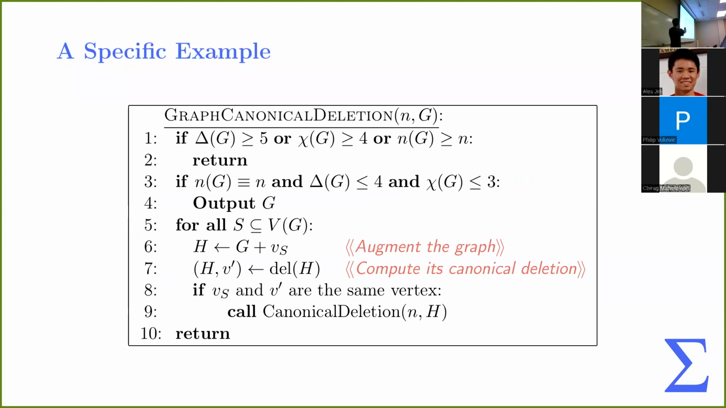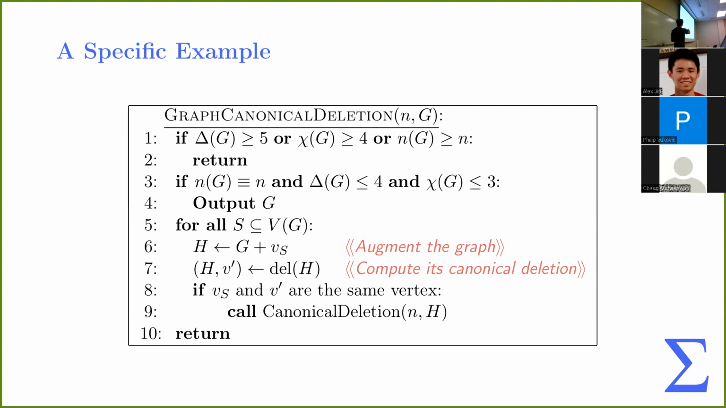If this delta symbol is the max degree of the graph, and that's greater than 5, then we ignore the graph. If the chromatic number of the graph, the number of colors we need to color the graph, is greater than or equal to 4, we ignore it. And if it's got more than n nodes, we ignore it. That should be a greater than, because if it's got equal to n nodes, we shouldn't ignore that; that's part of our solution. And then if it's got all the things we want, then we print that graph out.